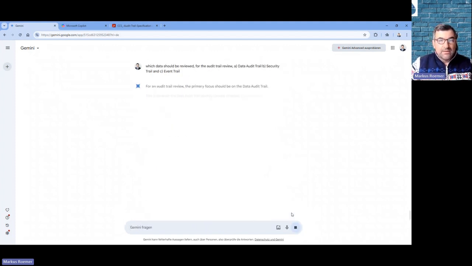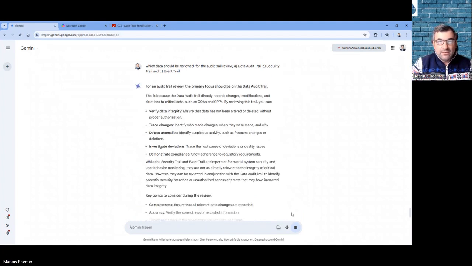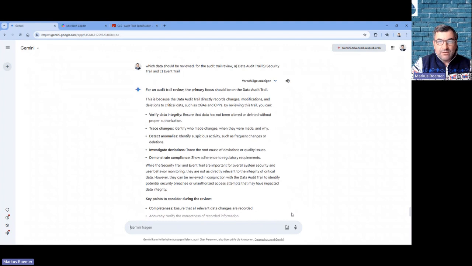Let's see what Gemini is saying. A primary focus should be on the data audit trail. You are right, Gemini. Cool. So verified data integrity, such as CQAs and CPPs. Oh, okay.